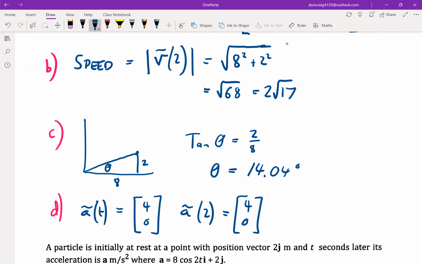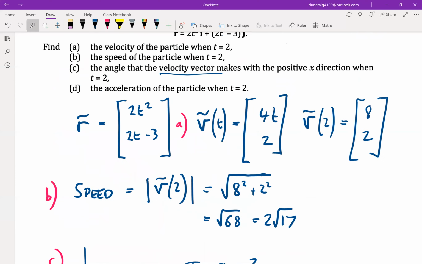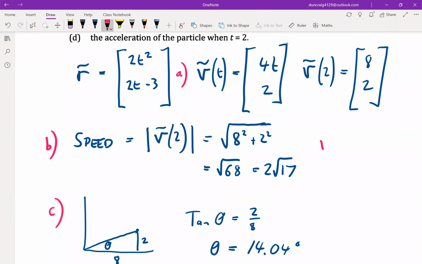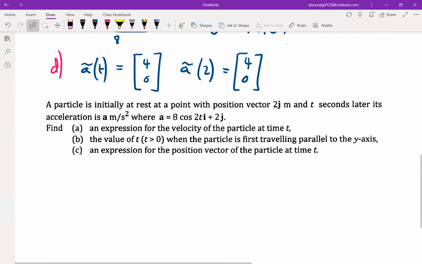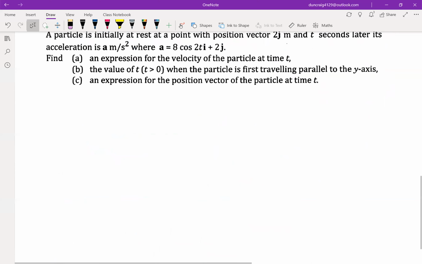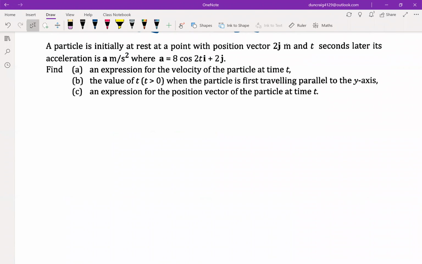I should have indicated here as well that our velocity vector is equal to d/dt of r, and our acceleration vector is equal to the derivative of our velocity vector. So that involved differentiation. Now we're going to have a look at integration, and how we can use that.